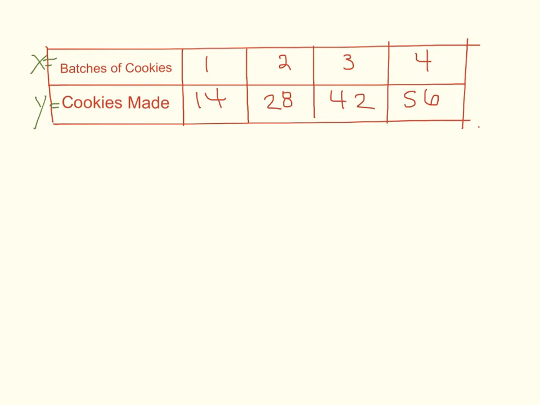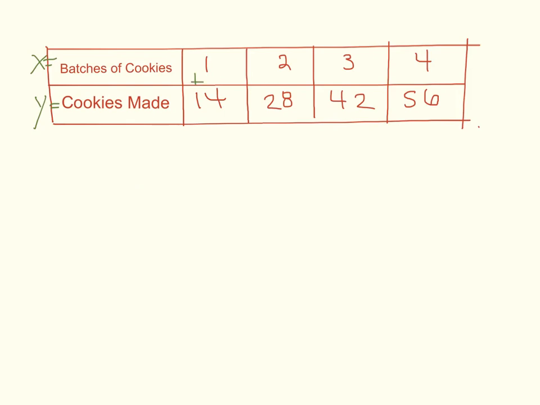So now I need to figure out the relationship. I see that my cookies made value is always bigger than my batches of cookies. So that leads me to think that this is probably either an addition problem or a multiplication problem. For the purposes of this video, we're only going to be dealing with problems that are either going to be addition, subtraction, multiplication, or division. So again, since our cookies made value is bigger than our batches of cookies value, we're really looking here at either addition or multiplication. So we could just try addition.